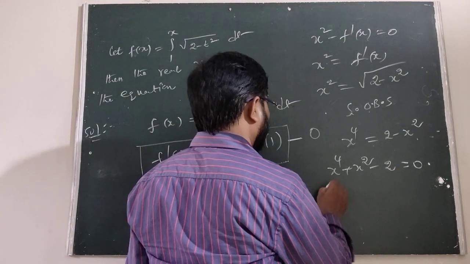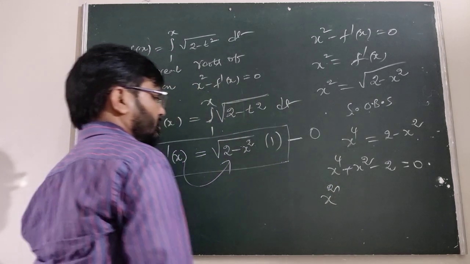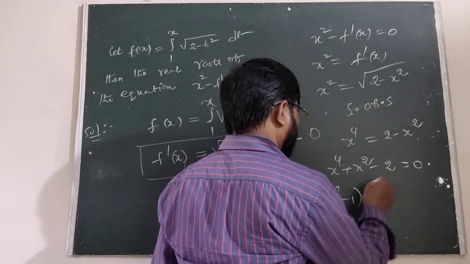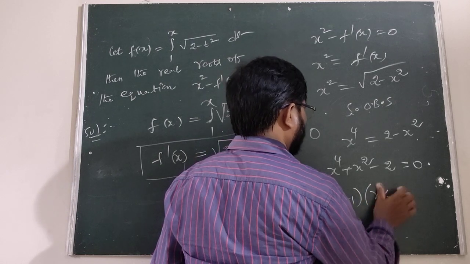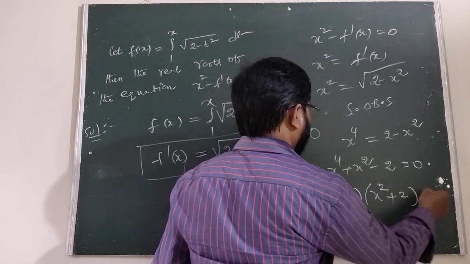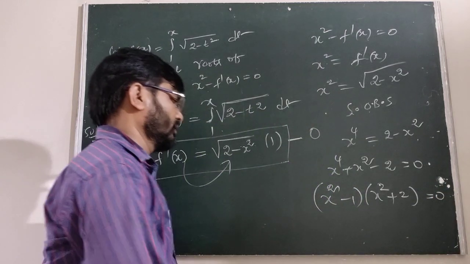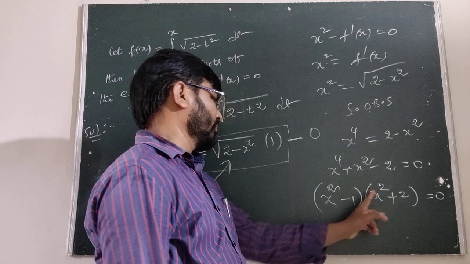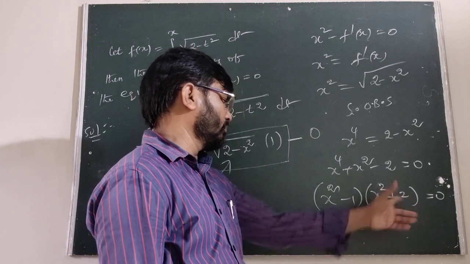Undoubtedly the factors of 2 are 1 and 2. That means x square minus 1 and x square plus 2. These are the factors. x square into x square is x power 4. 2x square minus x square is plus x square, minus 2.